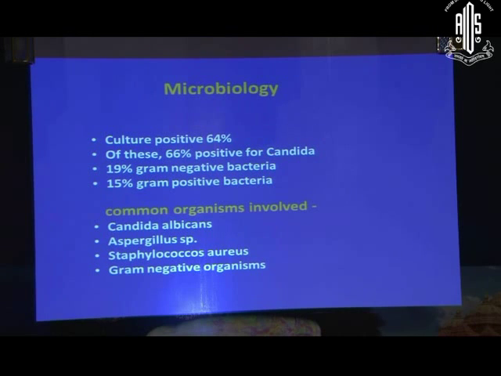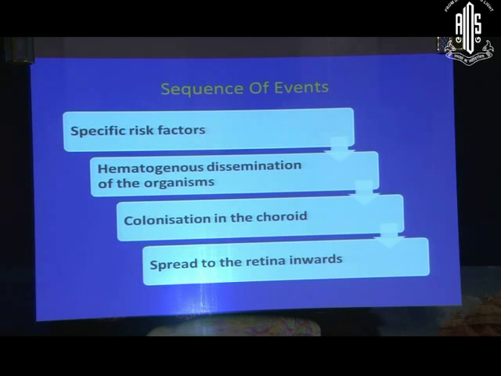If you go on to the microbiology, it is culture positive in 64% of cases, and 66% of these are positive for Candida, and then there are other gram-negative organisms. Common organisms involved are Candida and Aspergillus, Staphylococcus aureus, and gram-negative organisms. Many times Streptococcus is also involved. The sequence of events is: the risk factors, which I have already enumerated, then a hematogenous dissemination of the organism, colonization in the choroid, which spreads to the retina and comes into the vitreous, and then the whole eye is involved.